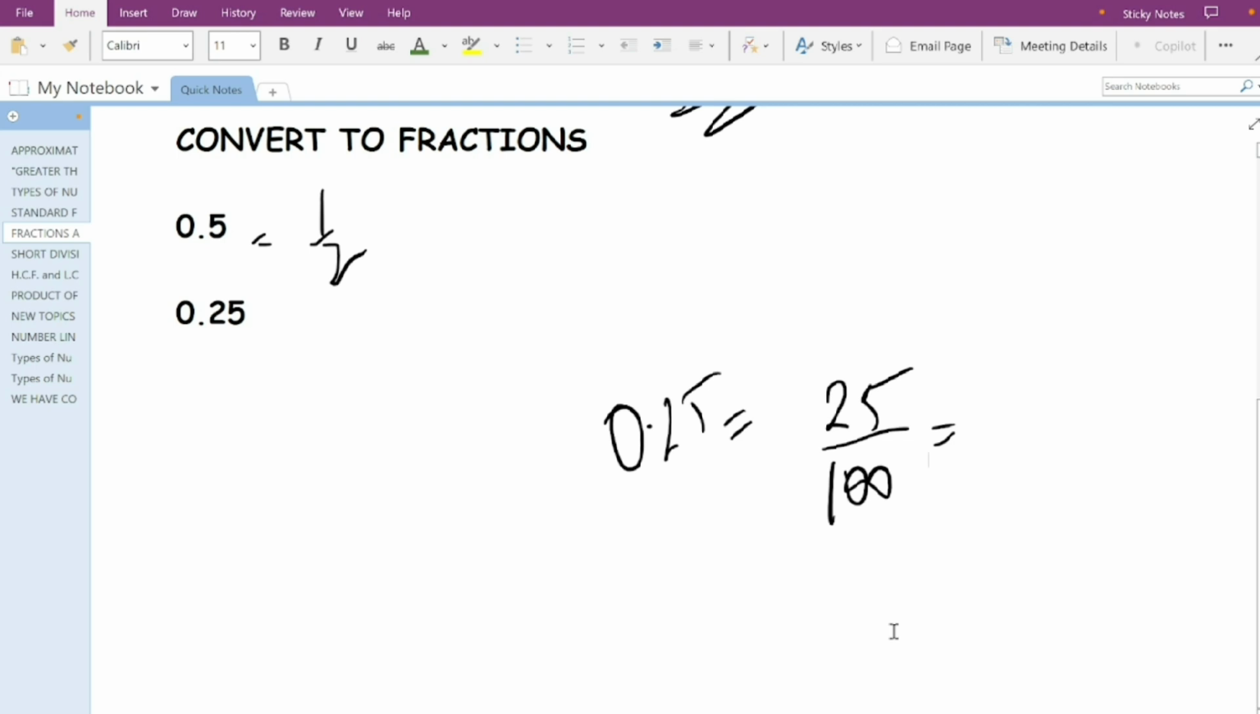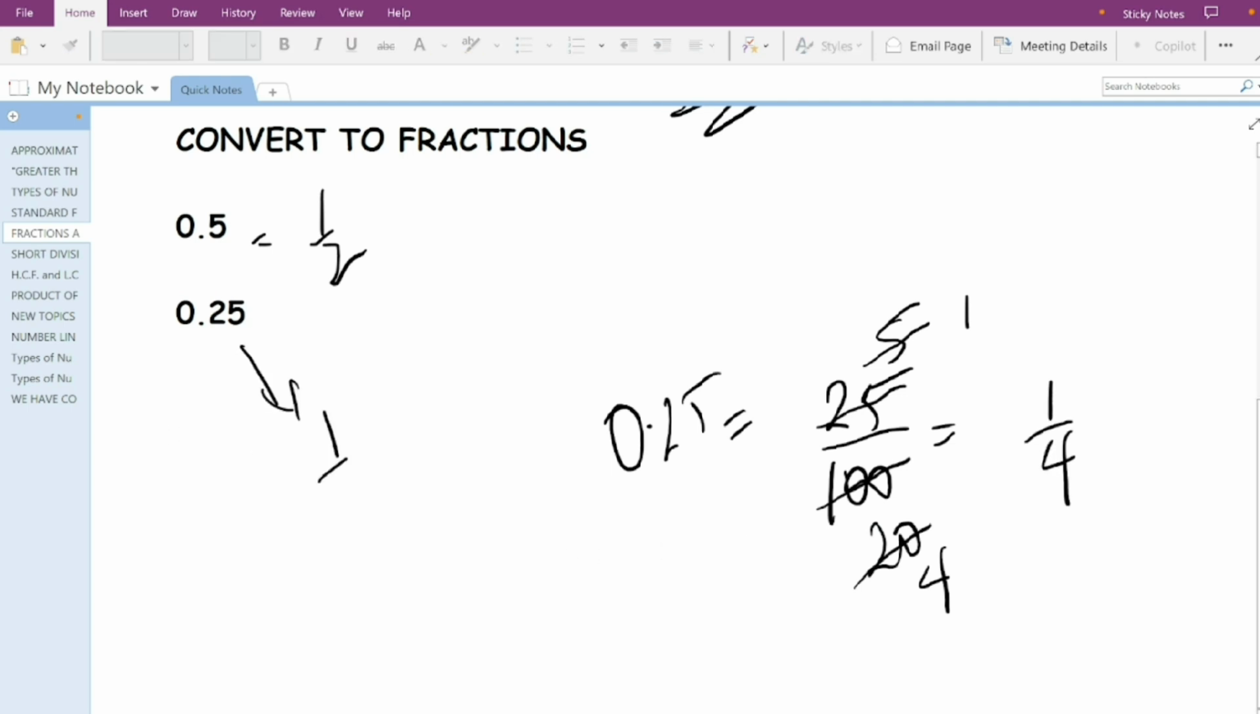But for those that might struggle with it, you can still go with 5 here, 5. 5 in 100 is 20. 5 can still go in both of them. 5 in 5 is 1. 5 in 20 is 4. So we have it as 1 over 4. So 0.25 as a fraction is 1 over 4.